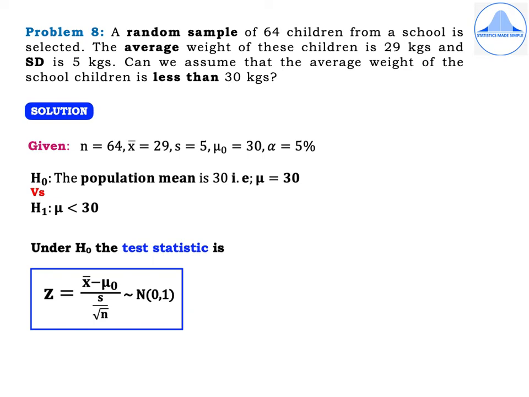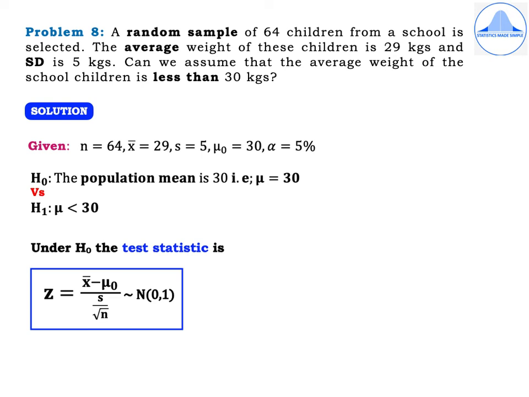In the last sentence, they have asked, can we assume that the average weight of the school children is less than 30 kgs? In the last sentence, they have only said average weight of the school children. So this sentence doesn't have the word sample, so it is associated with the population, and the average of the population is nothing but mu naught, which is equal to 30, and then write alpha is equal to 5%.